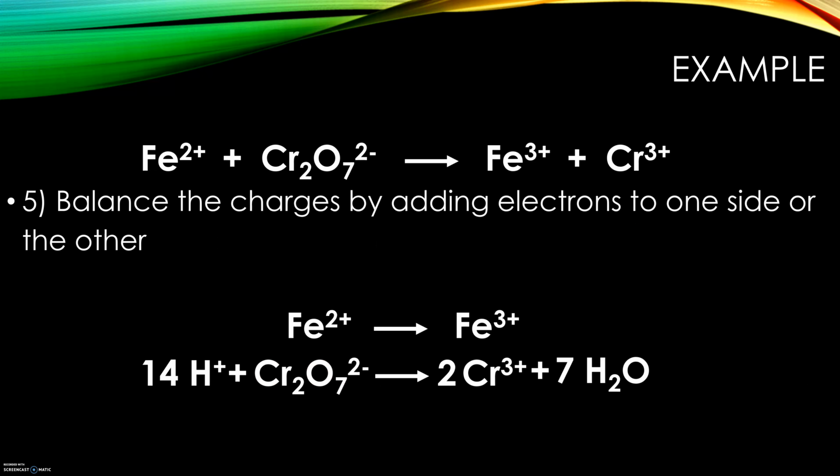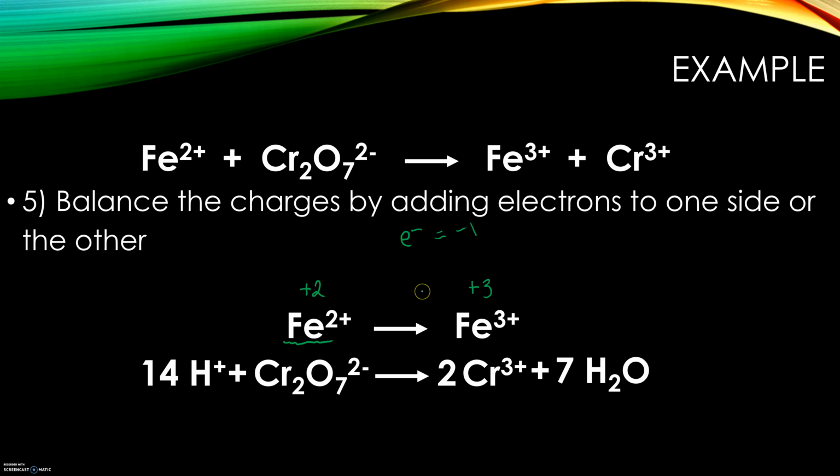Step 5, we balance out the charges by adding electrons to one side or the other. Now, we have to be careful not to make mistakes here because the coefficients actually play a big role in this. So if we look at our first part here on the oxidation, we notice that the total charge is +2. And then on the right side, the product, we have a total charge of +3. Now, we all have to remember electrons are -1 in charge.